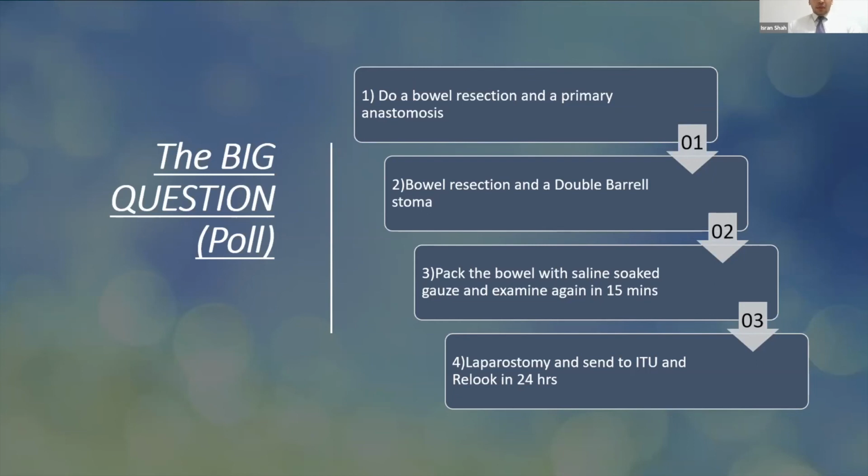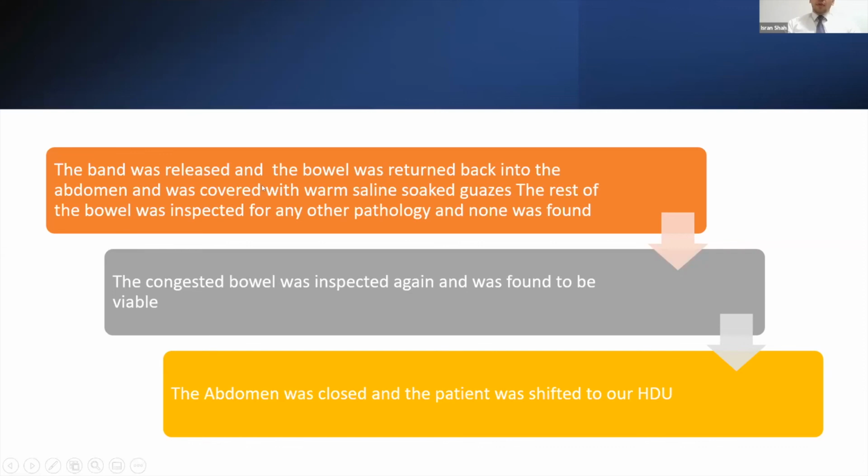So I think most of us are going to pack the bowel. So what we did is we released the band and packed the bowel with warm saline-soaked gauzes and returned the bowel back into the abdomen. While we did that, we looked for other causes to make sure there was no other pathology. We ran the small bowel, looked at the peritoneum and all the other things you need to do in a laparotomy, and there was no other pathology found.